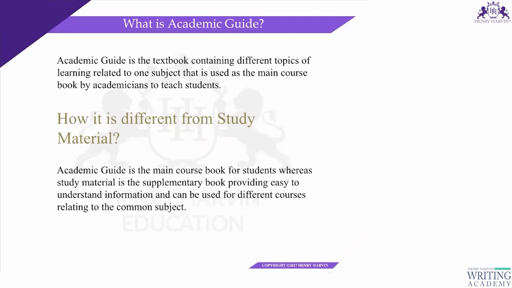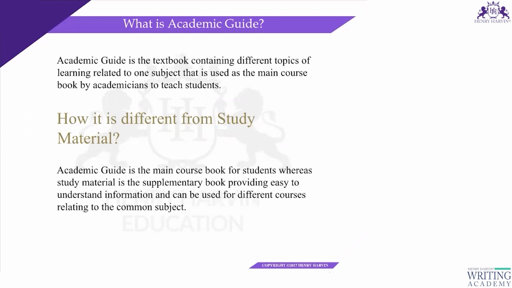They are not going to rely on your scanners or the study material. They focus completely on the academic guide, whereas the students mostly focus on the study material. How is it different from study material? The academic guide is the main course book for students, whereas the study material is the supplementary book providing easy to understand information and can be used for different courses relating to a common subject.